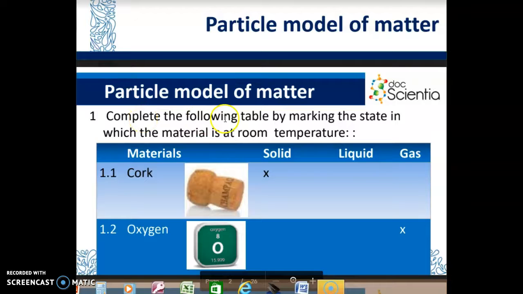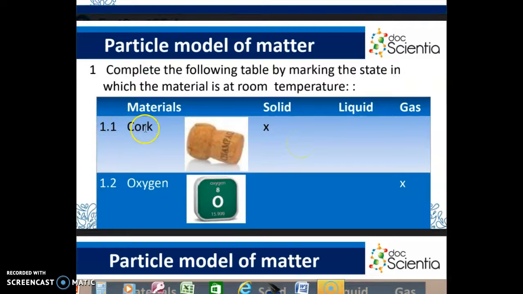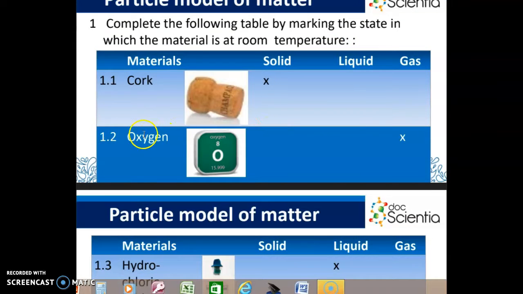Number 1. Complete the following table by marking the state in which the material is at room temperature. Cork. Is it a solid, a liquid, or a gas? It's a solid at room temperature. Oxygen. A solid, a liquid, or a gas at room temperature? A gas.